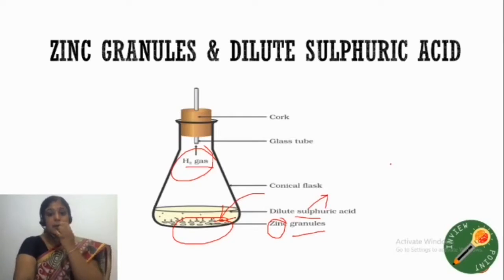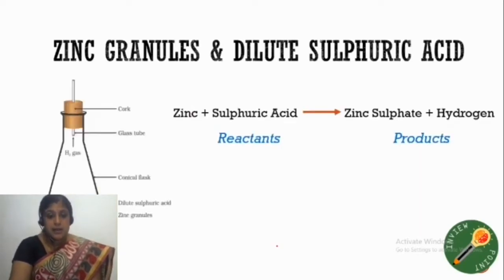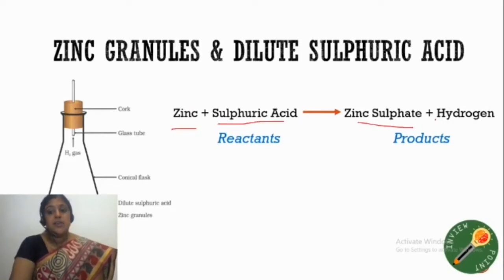So there are two products. Okay, so what is the chemical reaction? How do you write it in a sentence? We can write: zinc will react with sulfuric acid to form zinc sulfate and hydrogen. Here there are two products. So what are the products here? Zinc sulfate and hydrogen. The reactants are zinc and sulfuric acid.